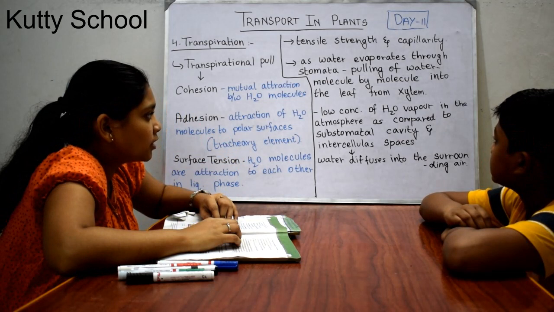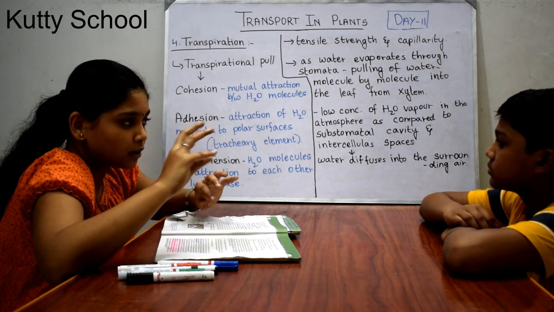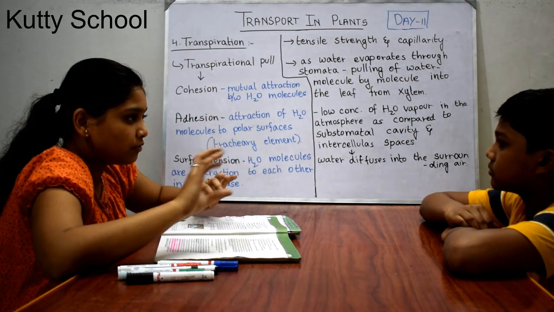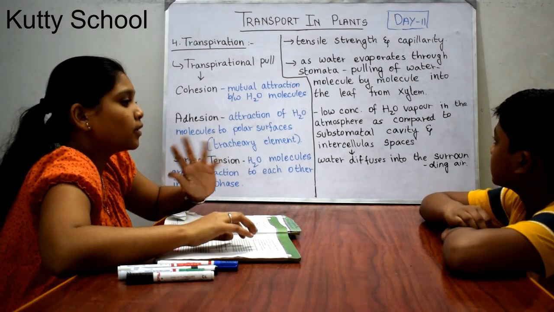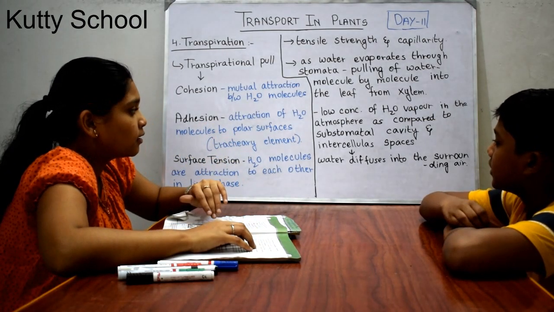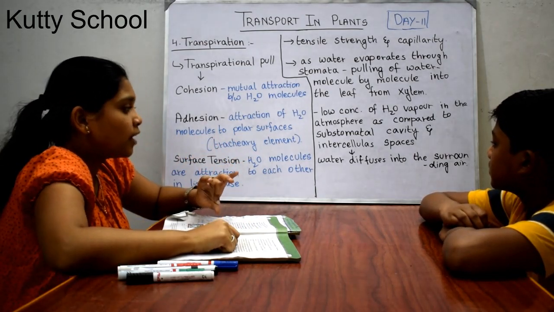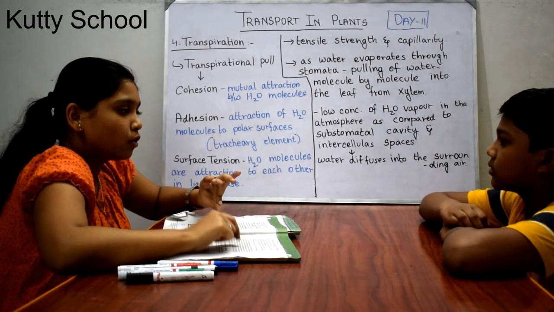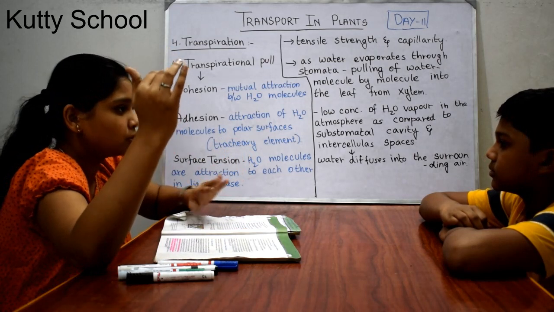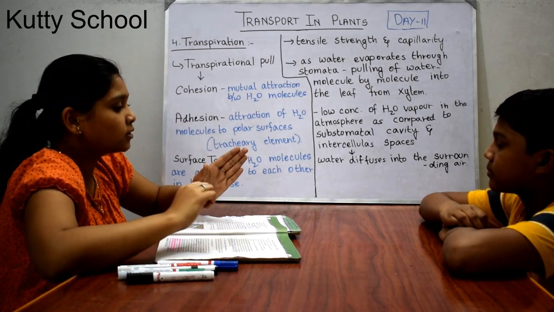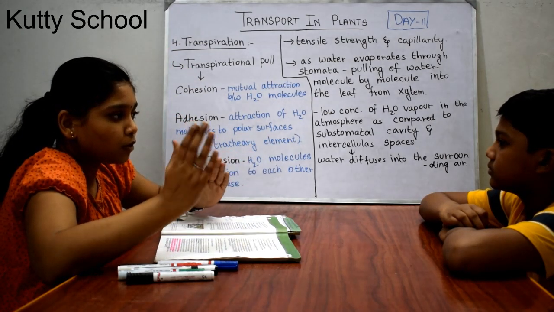The concentration of water vapor is lower in the atmosphere compared to the stomatal cavity and intercellular spaces. Therefore, by diffusion, water travels from higher concentration to lower concentration, from the stomata and intercellular spaces to the atmosphere. This results in water movement as vapors, and so the water molecules are attracted.